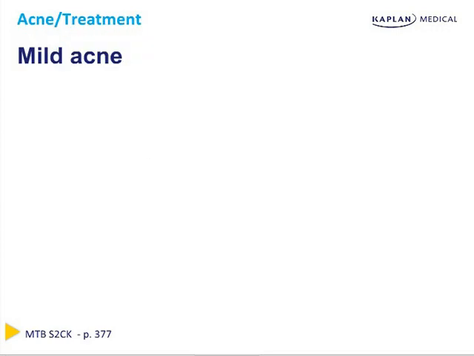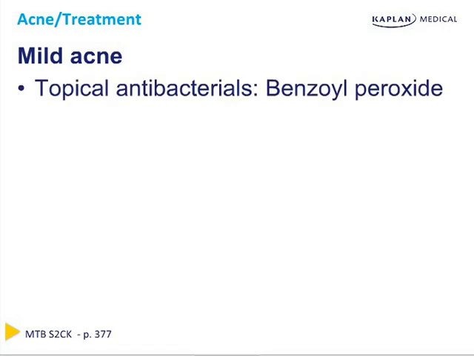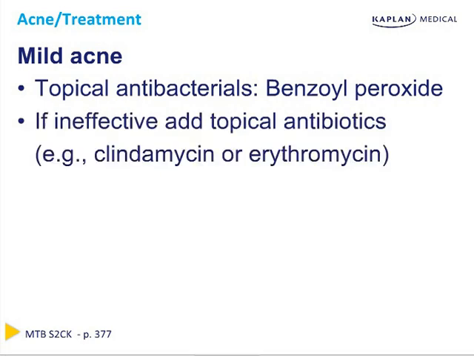Mild acne is treated with topical antibacterials. Benzoyl peroxide, you can get over the counter. Now, if it's ineffective, if it doesn't get better, you add topical antibiotics, erythromycin, clindamycin, to control the disease. And a lot of people will control just with this. You don't automatically have to use vitamin A derivatives. The best initial therapy, topical antibacterials.